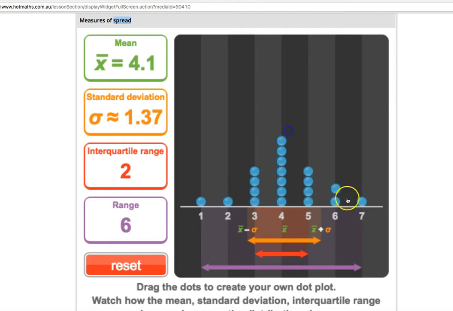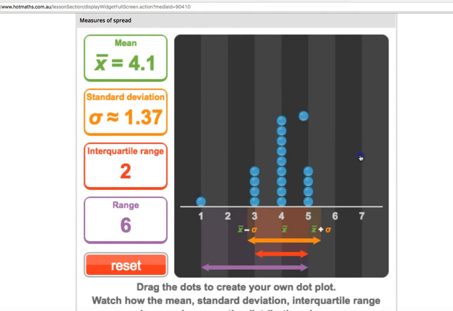I've just moved some dots. Now, is the standard deviation bigger or smaller? It was 1.45. What is it now? How would you describe what I'm doing to the data? I'm making it more condensed. And what's happening to the standard deviation? It's getting smaller. All right, so the closer the scores are together, the smaller the standard deviation.